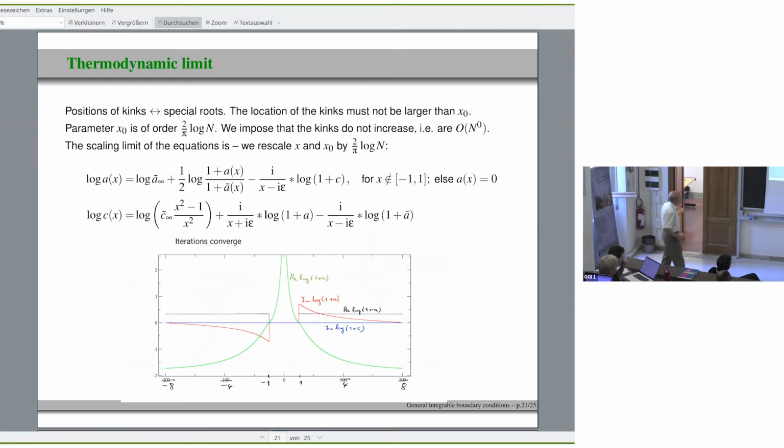Then we took a brave step. What I showed you until the last transparency was, so to say, our state of knowledge until a few months ago. And then we realized that in the thermodynamic limit, when n goes to infinity, the location of the kinks does not move to infinity. They stay finite. To make it short, they are in particular smaller than x0, contrary to everything we can see from direct numerical calculations.